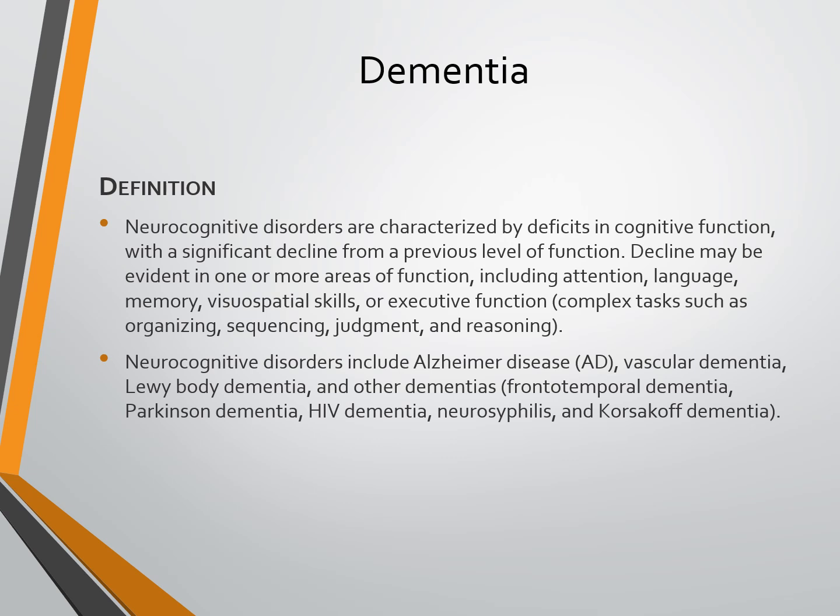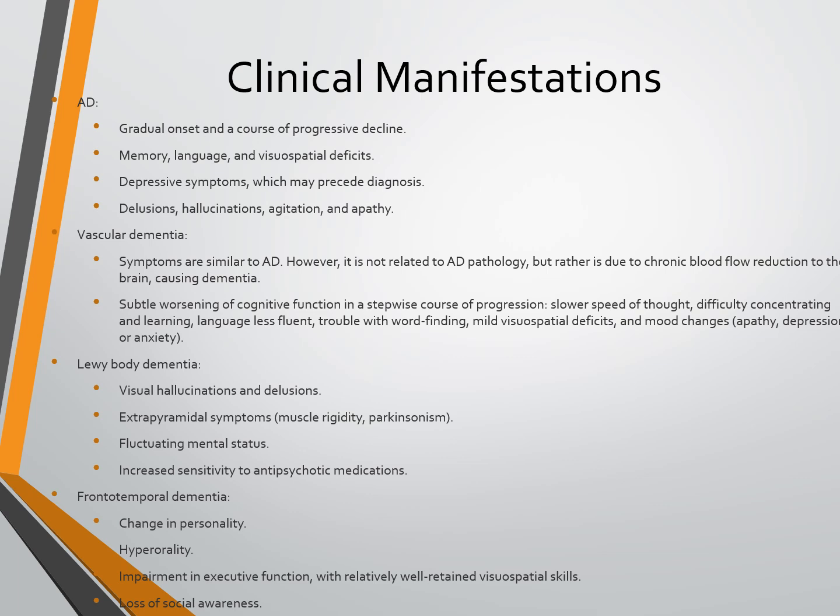When you think about a patient who may present in your office who has dementia, some of the things that they may present with is a gradual onset. They may have some memory and language issues. They may even present with some depressive symptoms, delusions, hallucinations, and agitation. There are diverse types of dementia that patients may present with. So we have the vascular dementia, the Lewy body dementia, the frontotemporal dementia, and each one of those may present a little differently.